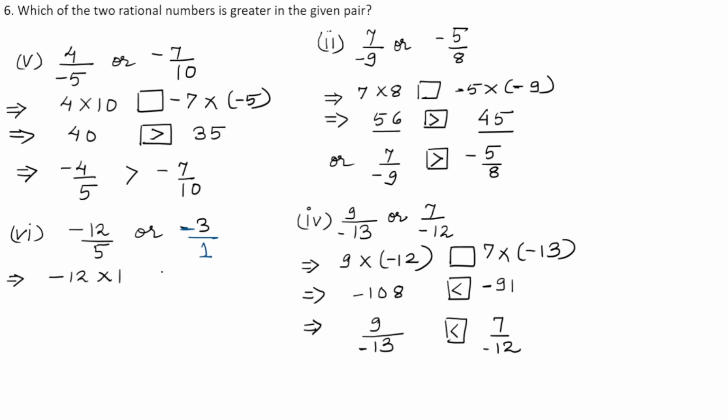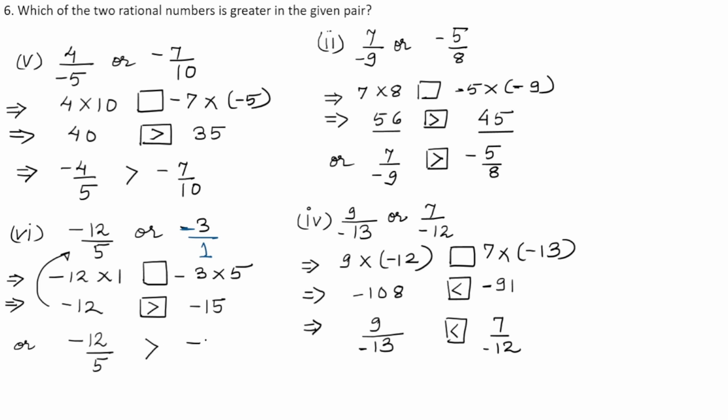So minus 12 into 1, and here you have minus 3 into 5. So you get here minus 12. This side you get minus 15. Now compare these two numbers. We get minus 12 as larger number. So in place of minus 12, I will write its corresponding rational number, which is minus 12 by 5 is greater than minus 3 because 3 was the number, right? So this is how you solve the questions from question number 6.